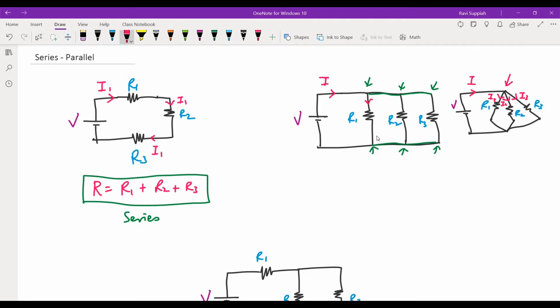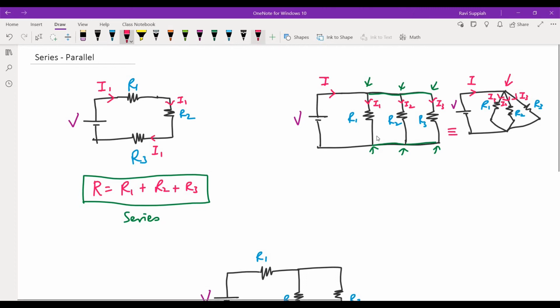So you can see it a bit more clearly if I draw it over here, but it's the same thing. What you see over here on the left and right, they are both the same circuit, only drawn differently. So in this case, since the current I splits into R1, R2 and R3, you can say that these resistors are in parallel.